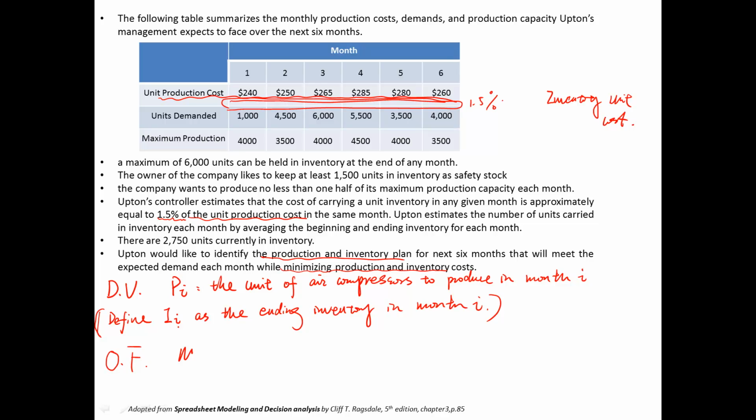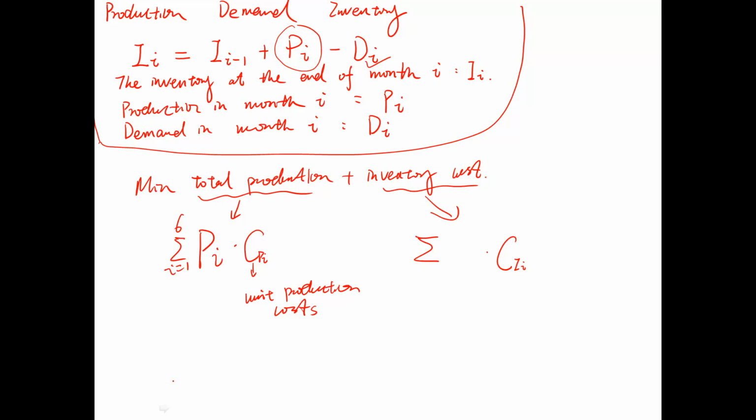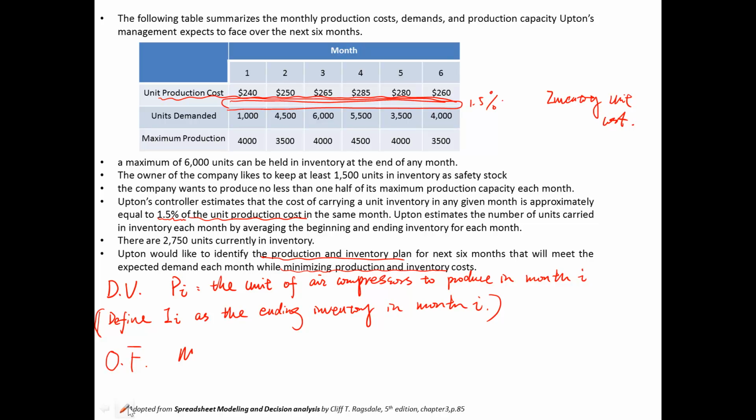Then where do we find this average inventory? Since we define I as the ending inventory, and in this note we already used the ending inventory and the beginning inventory, here would be the beginning inventory of that month plus the ending inventory of that month. So this part is the average inventory. Multiply that by the cost, which is 1.5% of the production cost in that month. With that we have these two parts of our objective function. That would be pretty big.